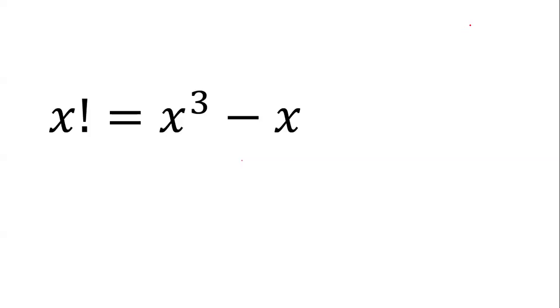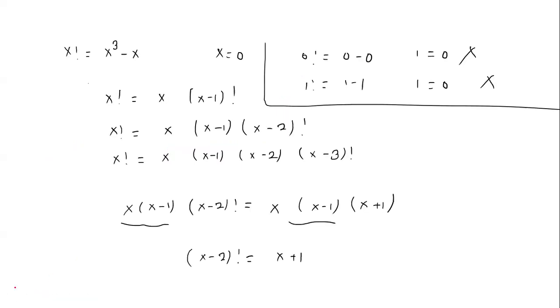So hello guys, in this video we are going to solve this problem. In this problem it is given that we have this equation x factorial is equal to x cube minus x, and we have to find out the values of x that satisfy this equation. So let's see how we can solve this. First of all I write that equation here.